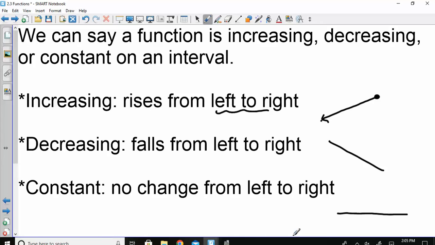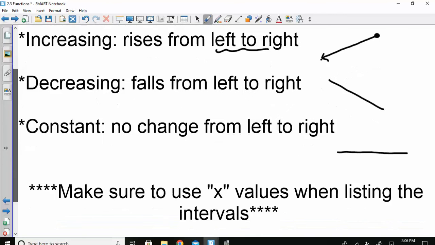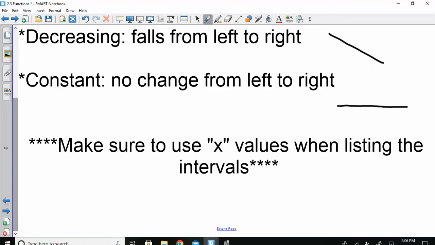When we look at a graph, and I'm going to ask you, where is this graph increasing, decreasing, or constant? You are going to give me an interval, just like we did with domain and range. You need to use your x values on that. So we'll do an interval. You have to use x. So you might highlight that or star it. That's the piece that gets people because they want to say the y value is going up, and so they want to use the y, but we have to use x.